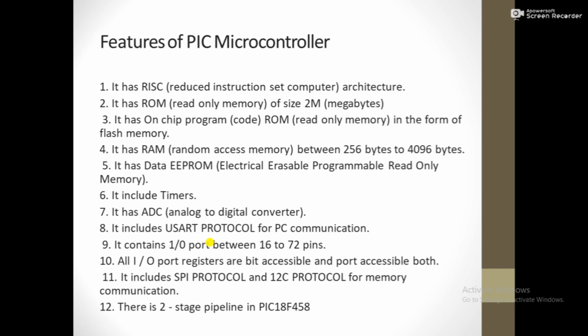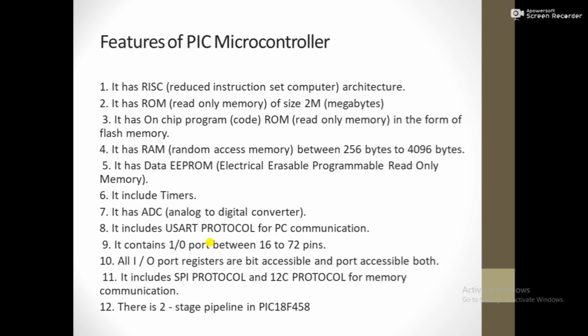And what are the features of the PIC microcontroller? It has a reduced instruction set computer architecture. It has on-chip program ROM in the form of flash memory, and it has RAM between 256 bytes to 4096 bytes, and it has data EEPROM, electrically erasable programmable read-only memory. It includes timers.